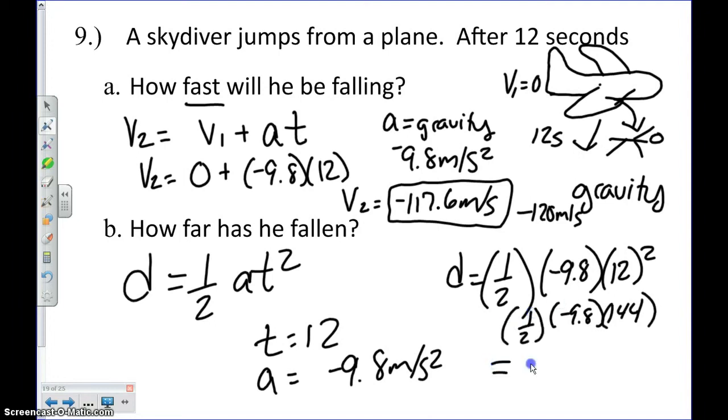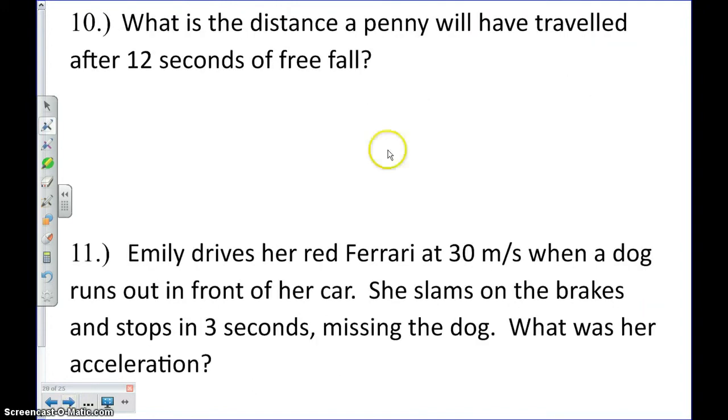And that's going to give you 705.6 meters. So 706 meters. And that is the answer to number 9. Number 10. What is the distance a penny will have traveled after 12 seconds of free fall? So if I'm standing here and I drop a penny, and I'm going to draw a hand, 1, 2, 3, 4, 5. I'm going to drop a penny.